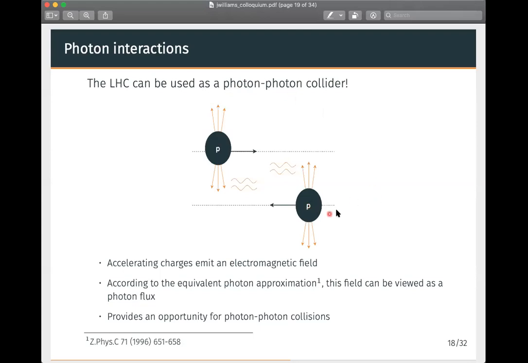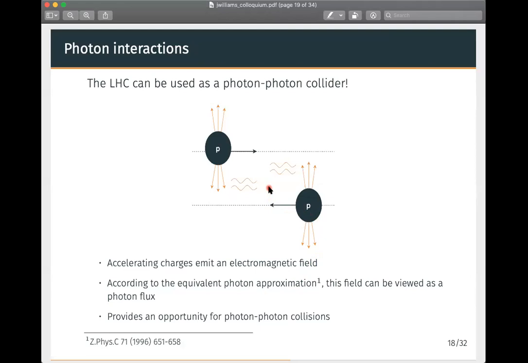As these protons are accelerating around the LHC, they emit electromagnetic fields, right? Because moving or accelerating charged particles have this property. Now, the equivalent photon approximation tells us that these E and M fields can be equally viewed as a flux of virtual photons. That means that when two protons pass just near each other without actually smashing together, there's a chance to observe these photon-photon collisions.